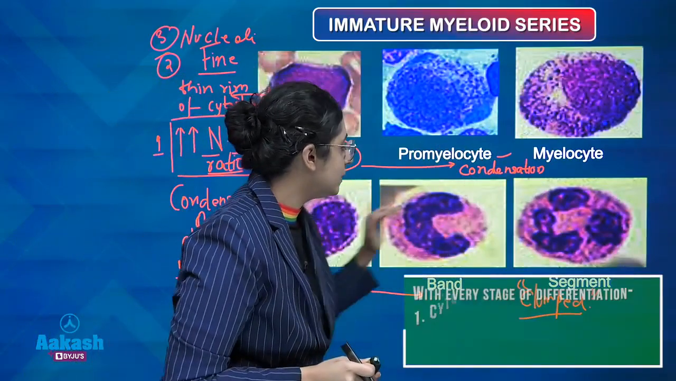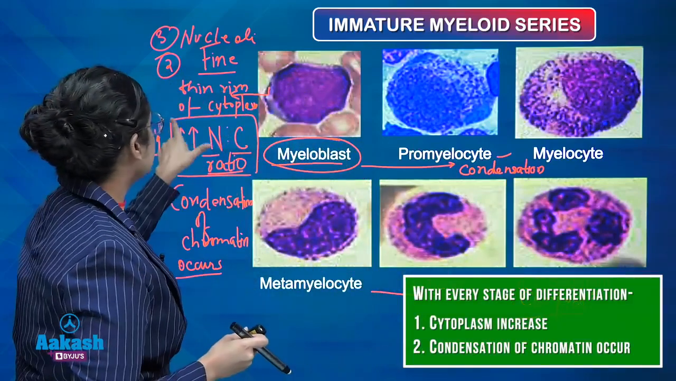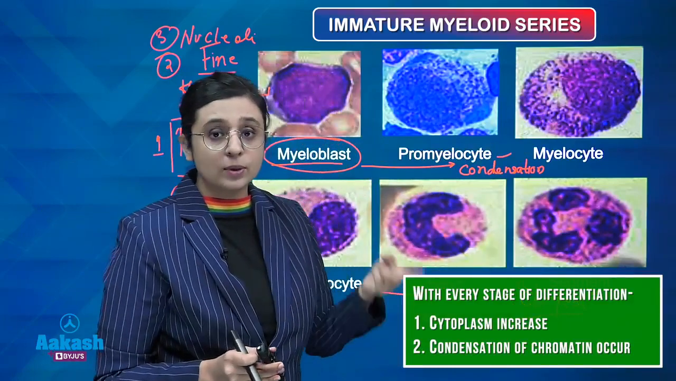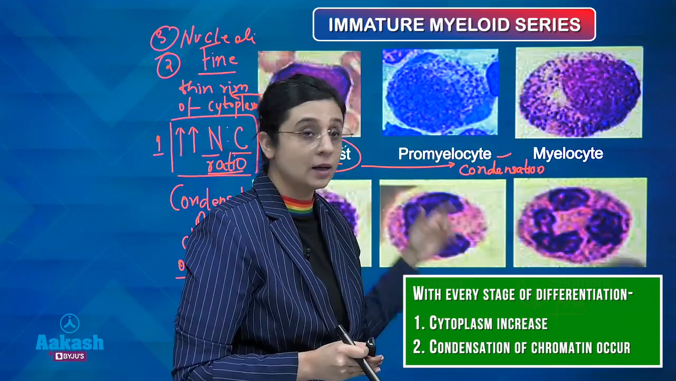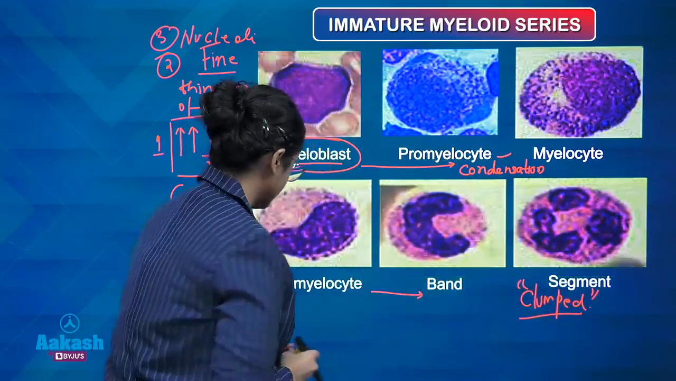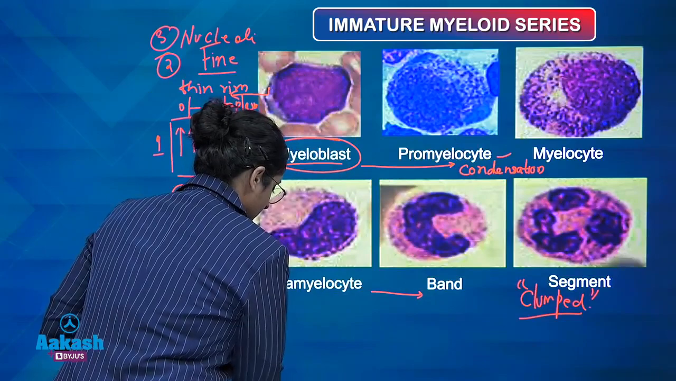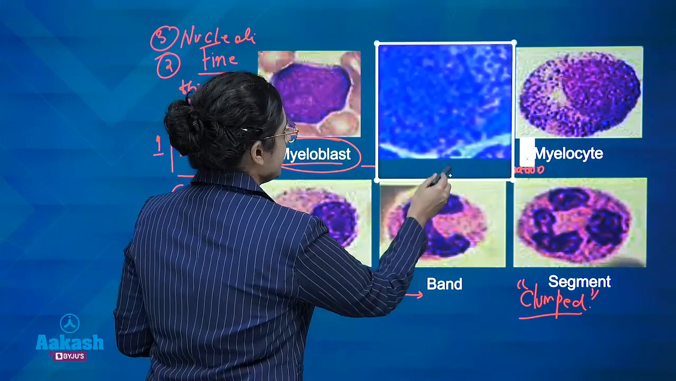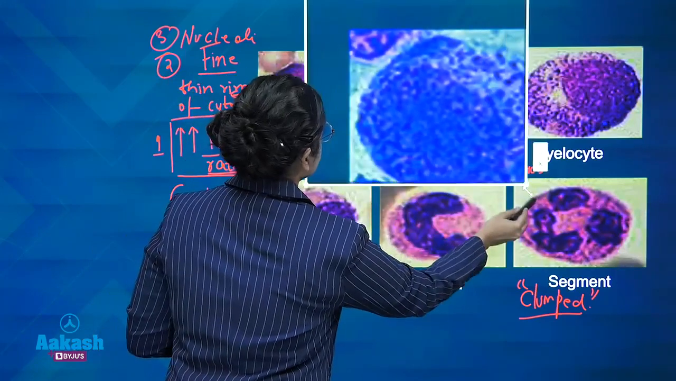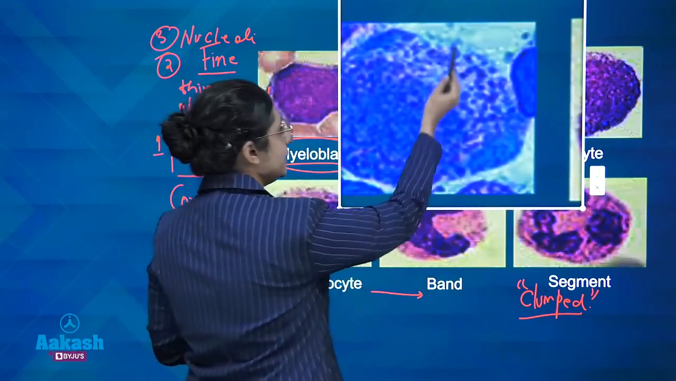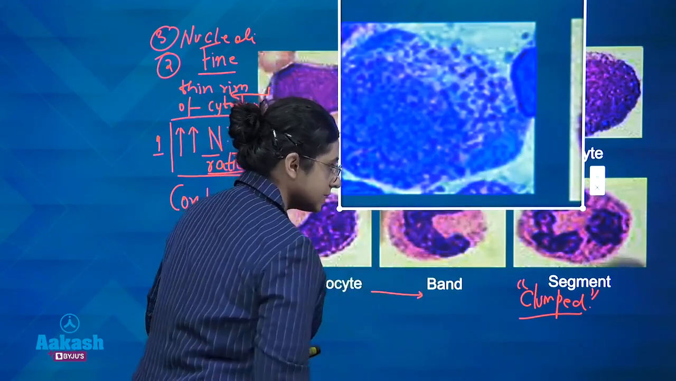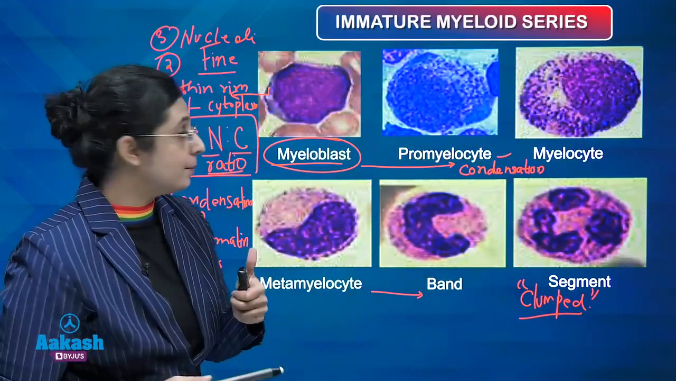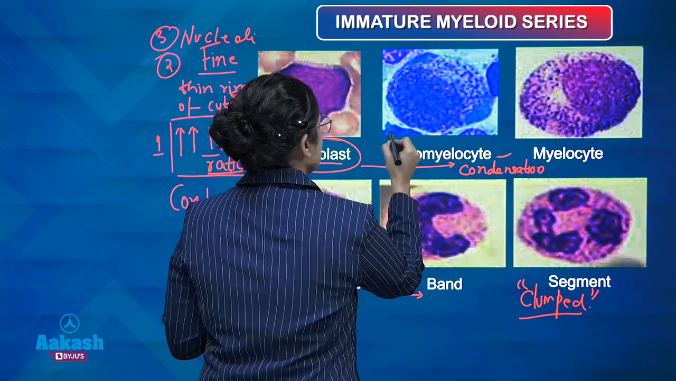Number two, as the stage of differentiation occurs, I told you, number one, the cytoplasm will keep on increasing in amount, and number two, condensation of chromatin will occur with every stage of differentiation. With these facts, let me show you the stage of promyelocyte. Can you identify that at least some amount of cytoplasm has started appearing in a promyelocyte? Yes. So a promyelocyte can be differentiated from the myeloblast by, number one, some kind of condensation of chromatin will occur.